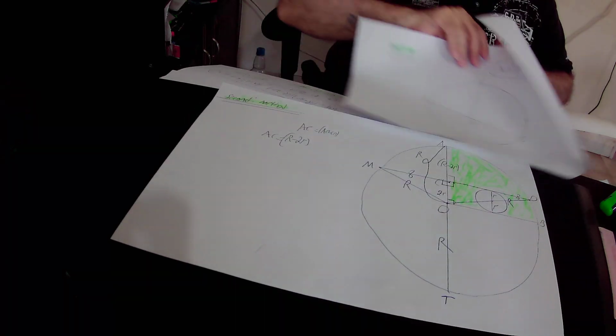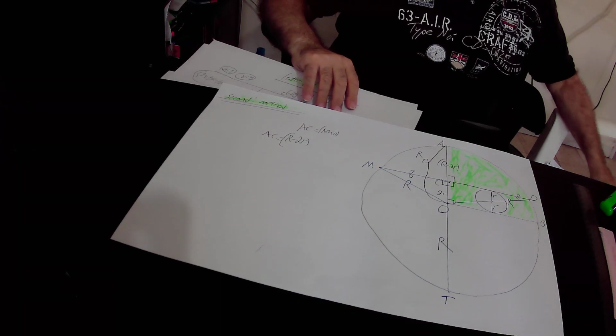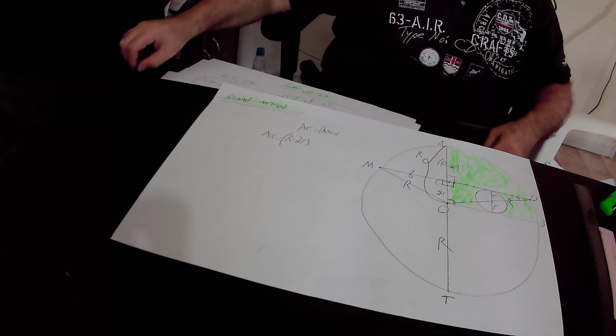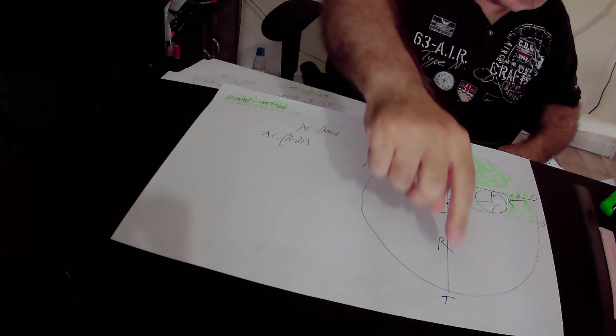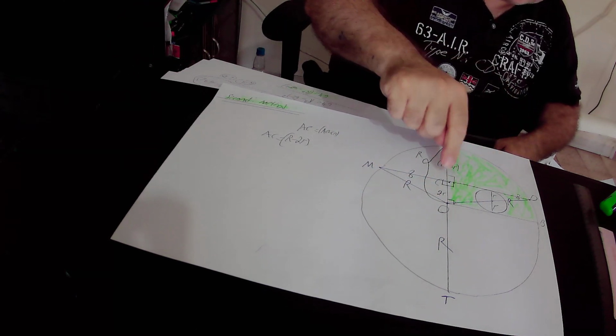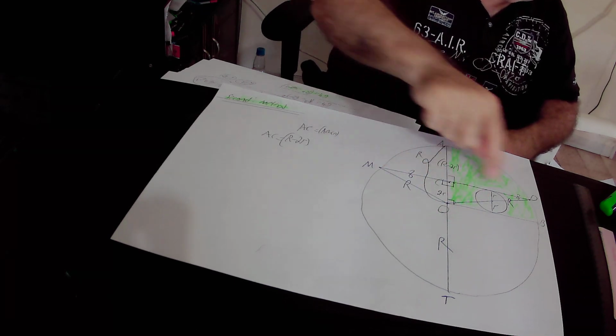We can implement rule number 11 in our drawing, because in our drawing we have chord AT that intersects with chord MD at point C. Chord AT intersects with chord MD at point C.